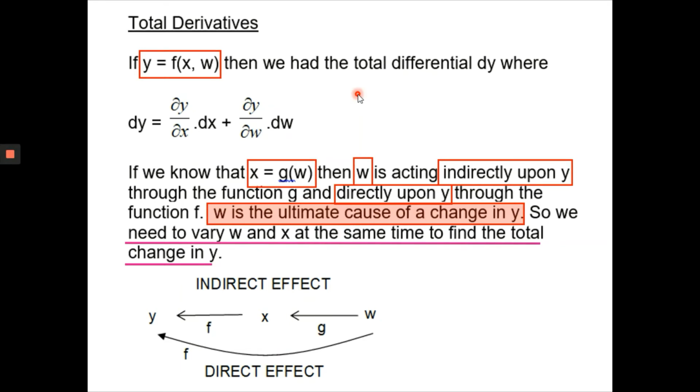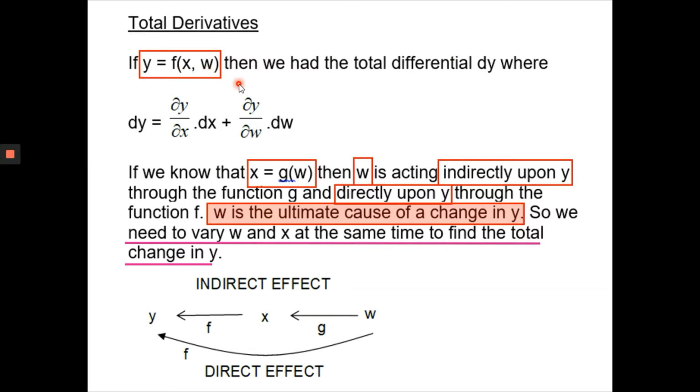We can now look at total derivatives, and if we consider a function like this, y is a function of x as well as w, with a total derivative now, we can allow for a relationship between x and w. So this is for a total derivative, and if you recall, for a partial derivative, we could not have a relationship between x and w.